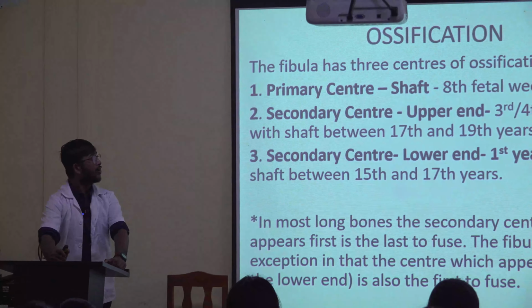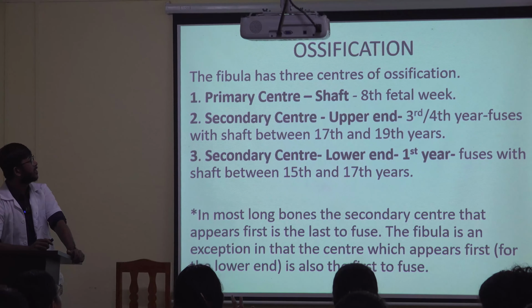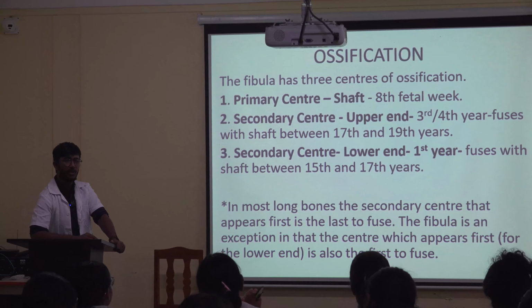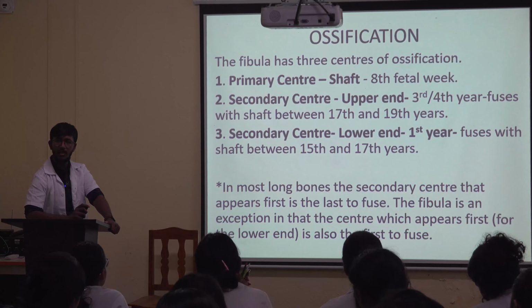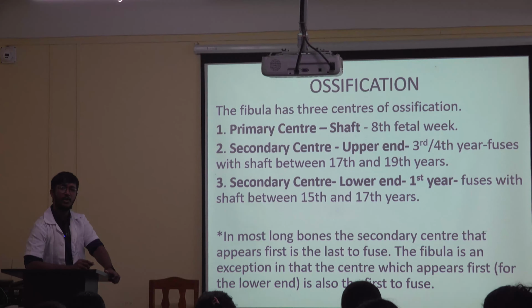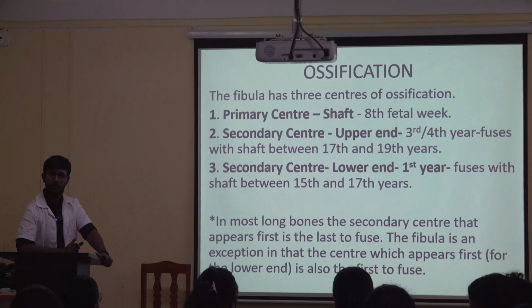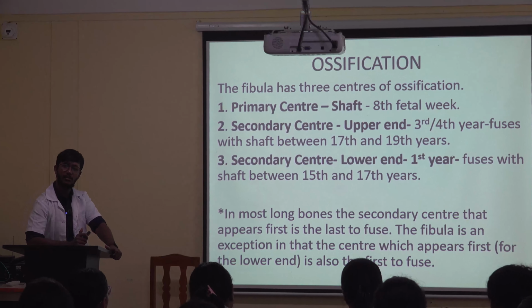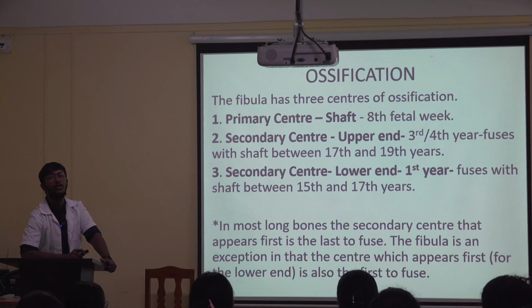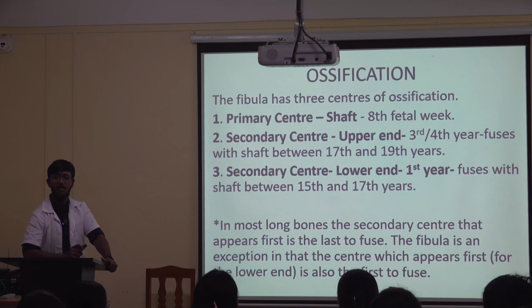So the fibula, now the ossification part. The fibula has three centers of ossification. The primary center usually begins at the shaft and is completed in the 8th week of intrauterine life, the 8th fetal week. Fetal week and intrauterine life, what is the difference? Intrauterine and fetal, no, that is infant or newborn. So fetal life is the same as intrauterine life.